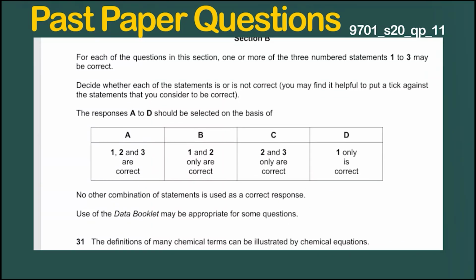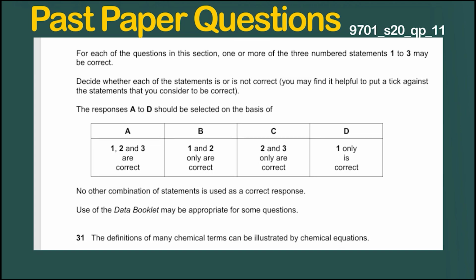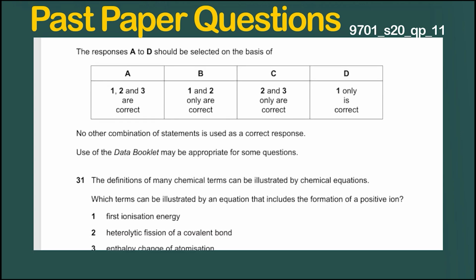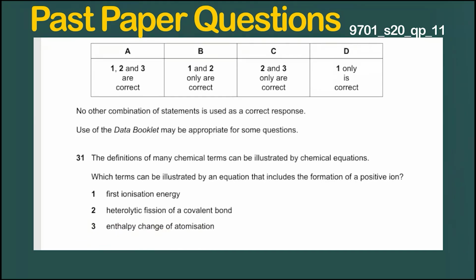Betaji, for each of the questions in this section, one or more of the three numbered statements 1 to 3 may be correct. Decide whether each of the statements is or is not correct. The responses A to D should be selected on the basis of this table. अगर तीनों statements correct हैं तो A is your answer. If first and second statement is correct, B is your answer. Second and third statements are correct, so C is your answer. If only the first statement is correct, so D must be your answer.